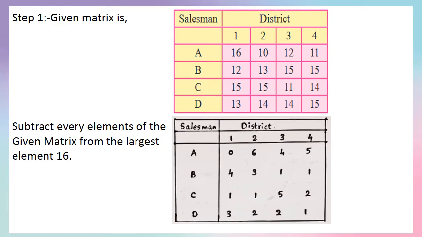Step 1, we write the given matrix, and then as it is a maximization problem, we have to convert this into a minimization problem by subtracting every element from the largest element. Here the largest element is 16. So we get the new matrix after subtracting each and every element from this largest element. So we will get this matrix, the first row, 16 minus 16 is 0, 16 minus 10 is 6, 16 minus 12 is 4, and 16 minus 11 is 5. Similarly we get the remaining elements of each row. So we have this new matrix.